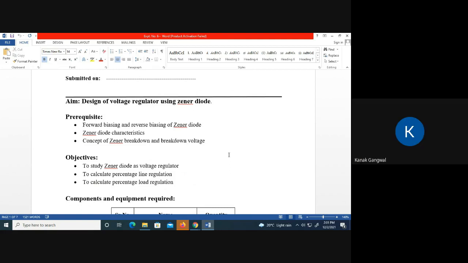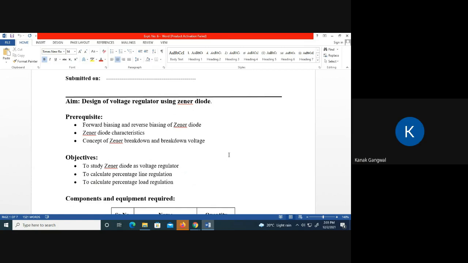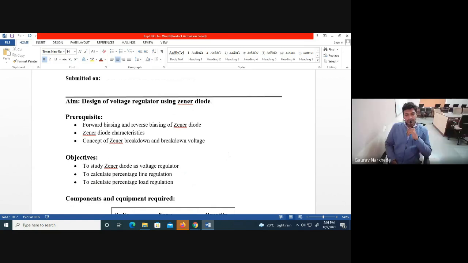No, sir, it breaks in operational range. Very good. So it works in its operational region. And what is the range of operation? IZ minimum to IZ maximum. Very good. So the allowed current is from IZ minimum to IZ maximum.